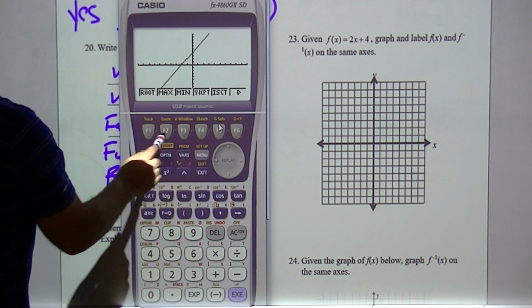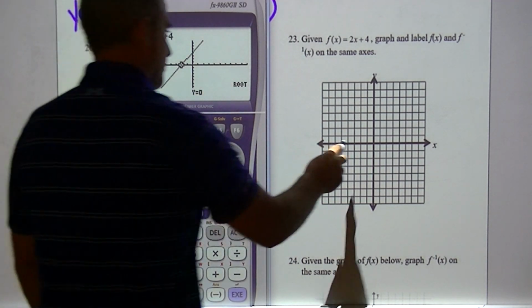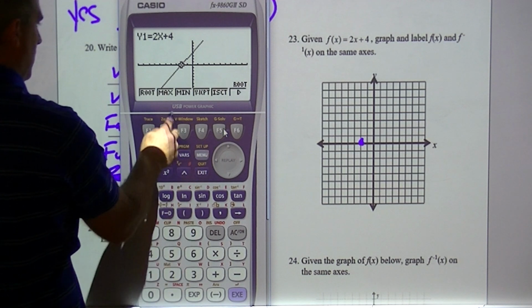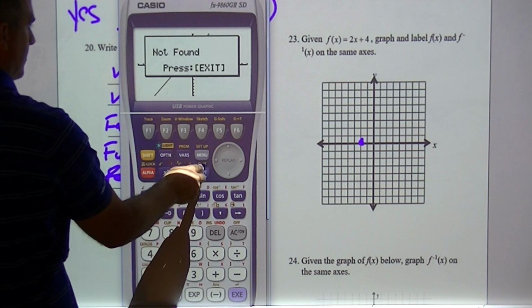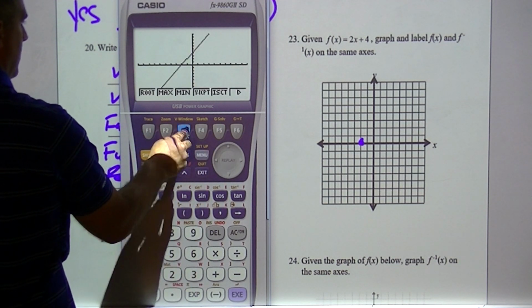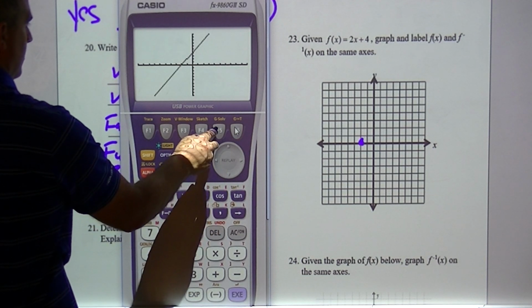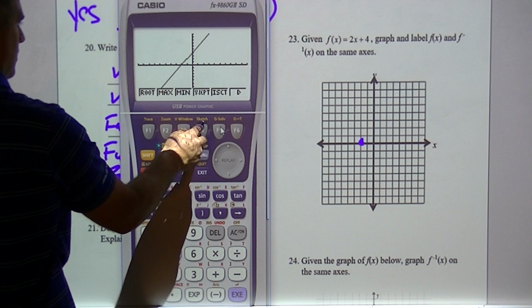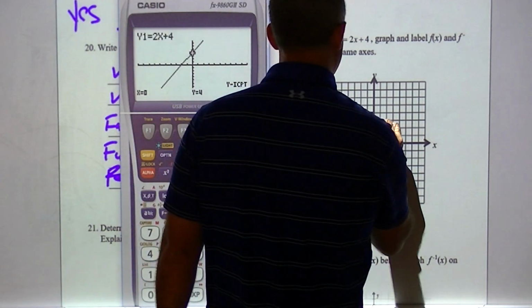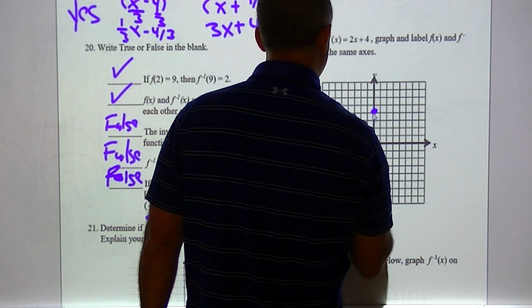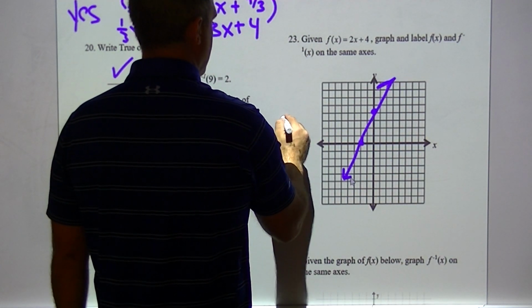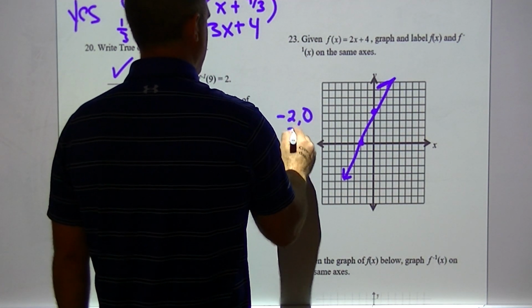Draw. G solve root, -2, 0. And then G solve, I'm not going to have a max. I'm not going to have a min. G solve y-intercept 0, 4. So this is the first one. All right. So the idea here is that that's -2, 0, and that's 0, 4.